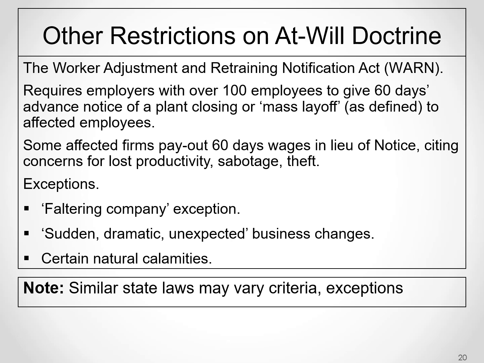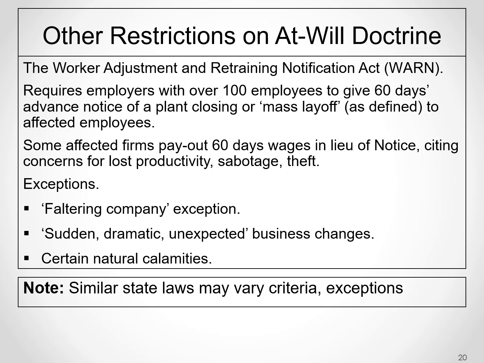Sometimes an affected business might choose to pay out 60 days' worth of wages instead of providing the 60-day notice, citing concerns about productivity. If your job's over in 60 days, maybe you're not working as hard as you would have otherwise, or there's theft of trade secrets, or sabotaging the business because you're upset that you're about to get laid off, all these kinds of things that might exist with employees. And so sometimes they choose to pay that out. We saw that not too long ago when Twitter was bought out, and a lot of people were laid off. Instead of getting that notice that they have a job for 60 more days, they were paid severance for that period of pay.